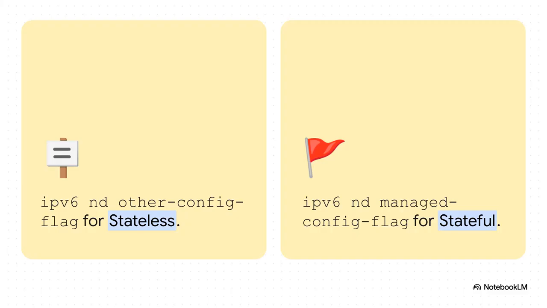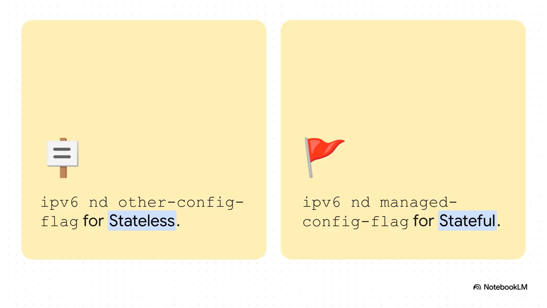And this brilliantly illustrates the core mechanical difference on the router interface between these two methods. On the left, we have that other configuration flag, or O flag, that we just used for stateless. But on the right, we have the managed flag, or M flag. The command ipv6 nd managed-config-flag is the exact trigger that tells clients they must be managed. It explicitly instructs them, do not use SLAAC for your IP. Go get your entire configuration, IP address included, directly from the DHCPv6 server.